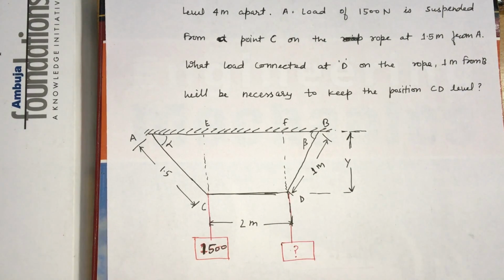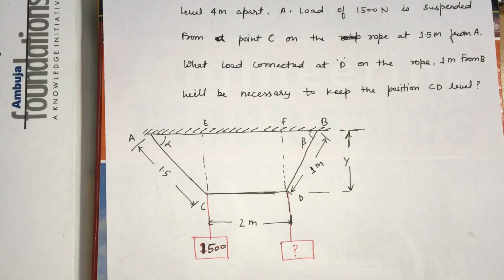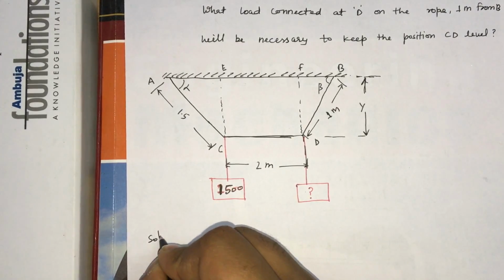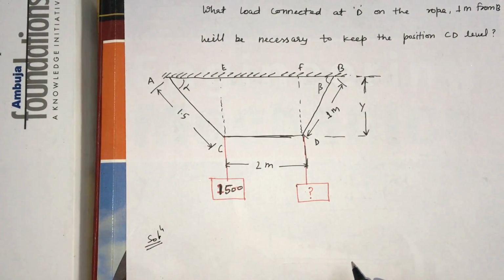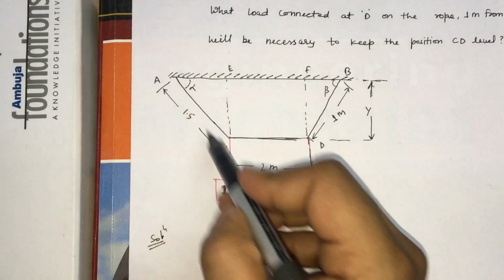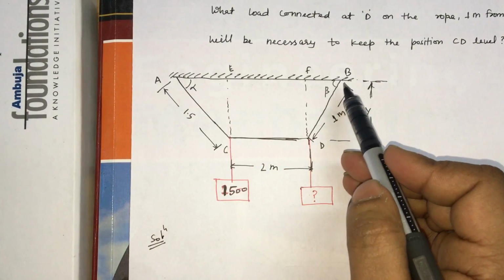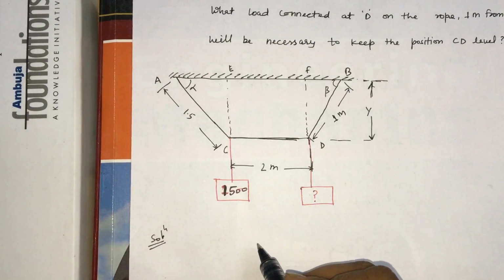So definitely to analyze the problem, I just simplify the problem like this. Solution. So the total distance of this rope is 4.5 and this distance is 4 meter. So I can draw this, some unknown.